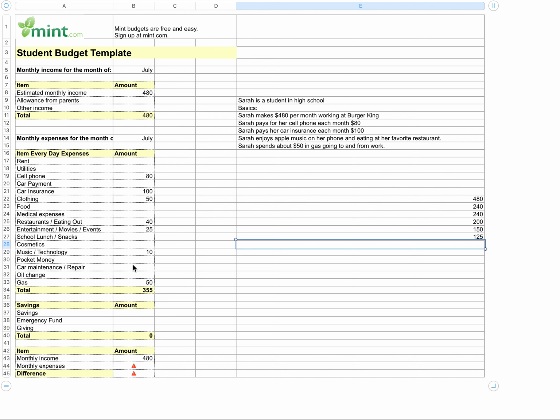I'm going to give her pocket money. We got to think about that. We could put that $25 there, but $25 over the course of a month is not a lot. So we're going to put $50 in her savings. And that leaves us with $75.